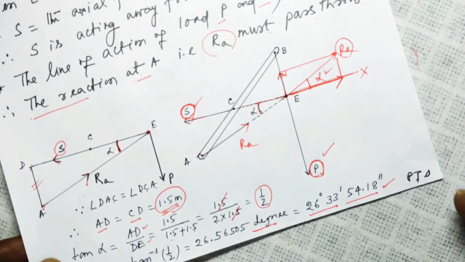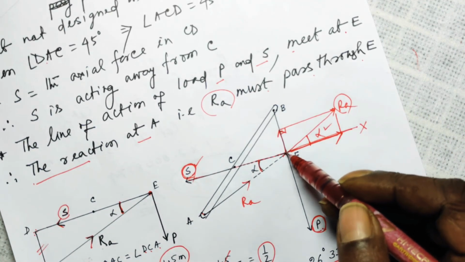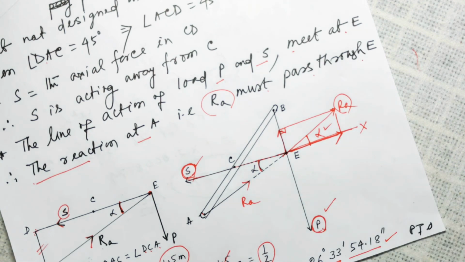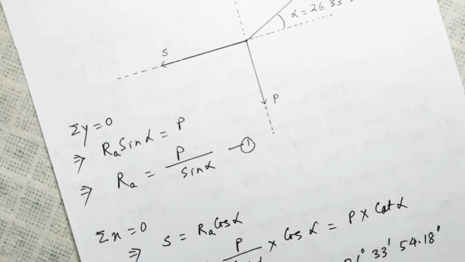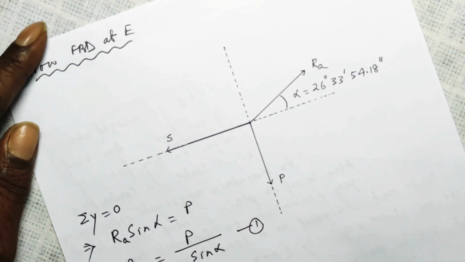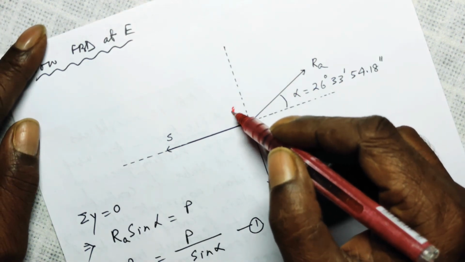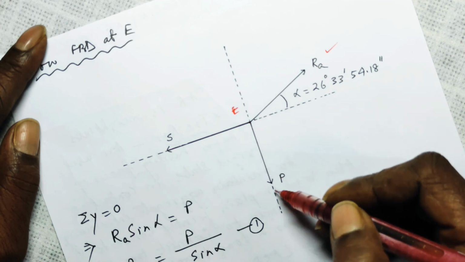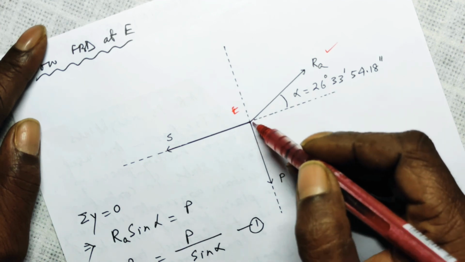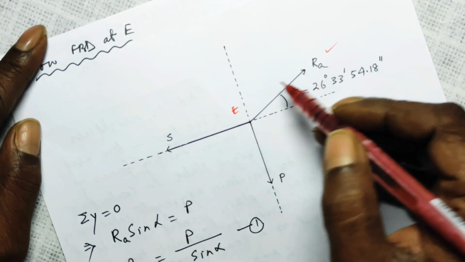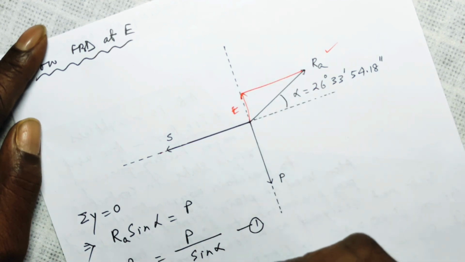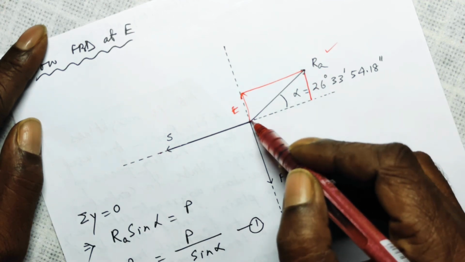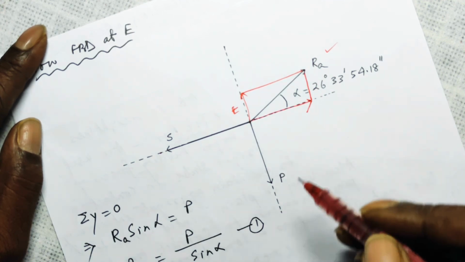So since alpha is found out, this angle is found out, let us draw the free body diagram at point E and resolve RA to horizontal and vertical components. So that is in the next page I have done. So this is your point E, RA to this side, P is vertically downward along the negative y-axis, AC is along the negative x-axis. So this will have this length as the vertical component RA sin alpha. From A drop a perpendicular, this length will be RA cos alpha.